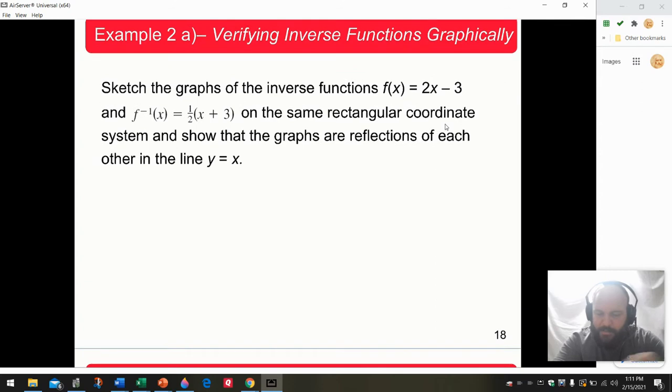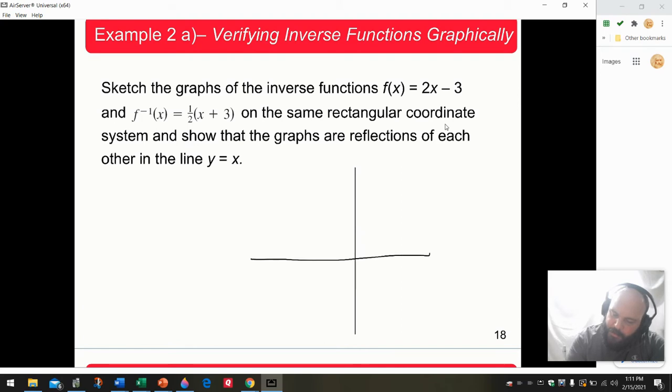So this one is example 2a, and it says sketch the graphs of the inverse functions f of x equals 2x minus 3, and f inverse of x equals 1/2 x plus 3/2. I'm going to draw a coordinate plane first, and then graph this first equation, f of x, in red. I'm going to go down 3 and put a dot. Then I'm going to go up 2, over 1, and put another dot. You can see this would be a line of this particular graph. That's close enough right there.